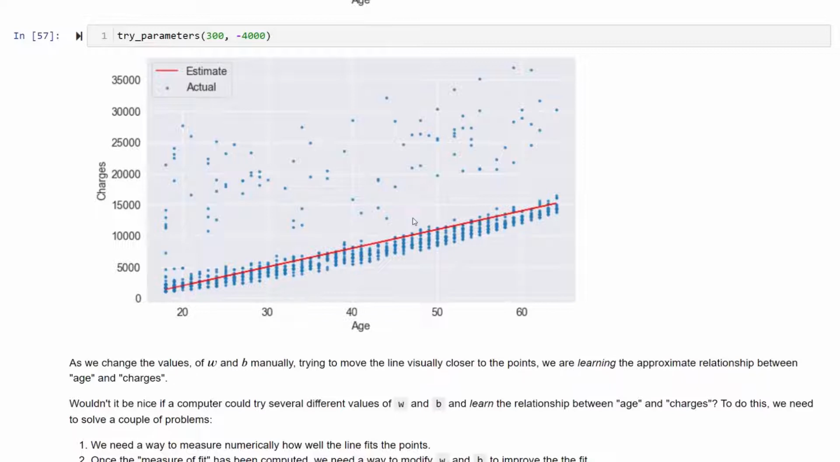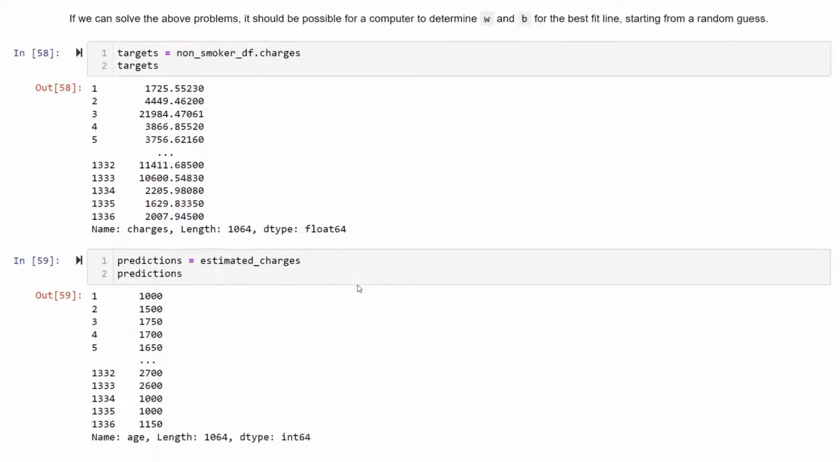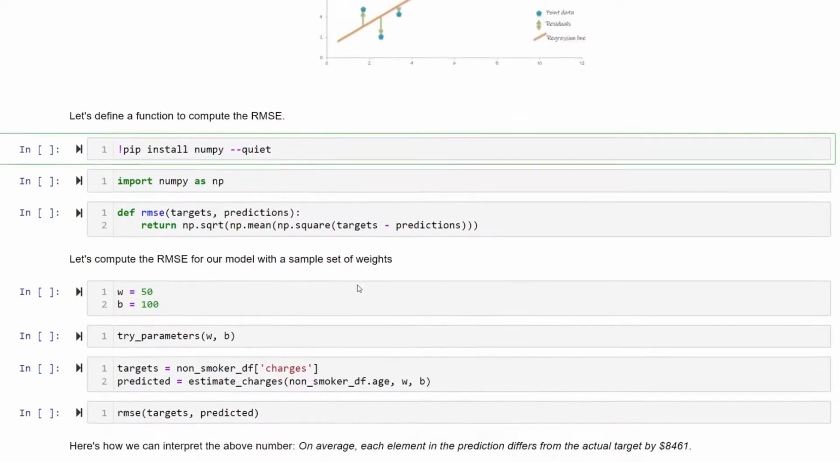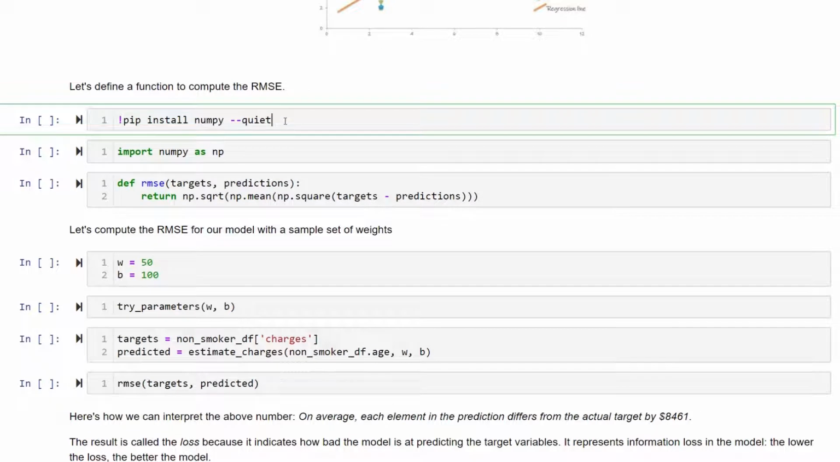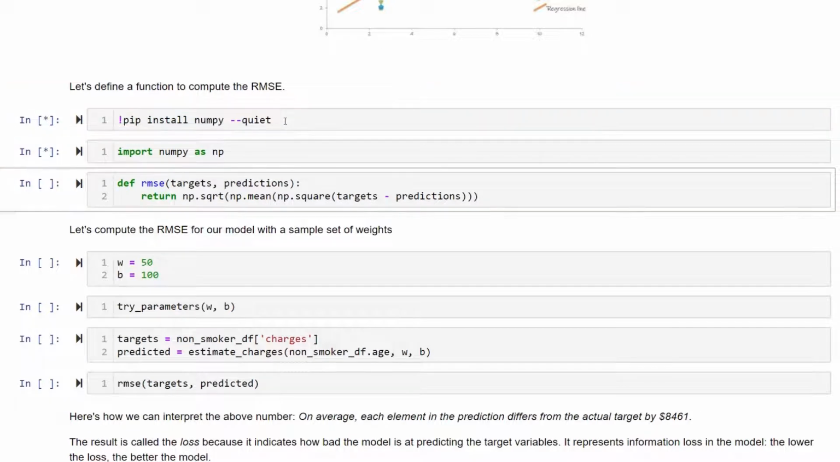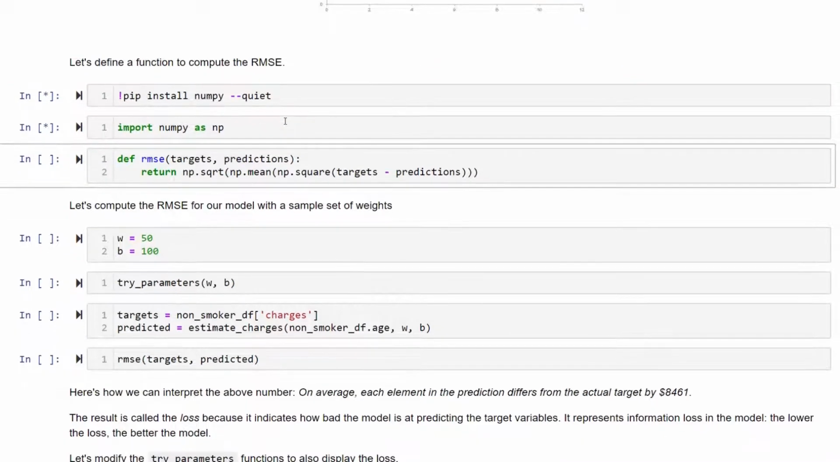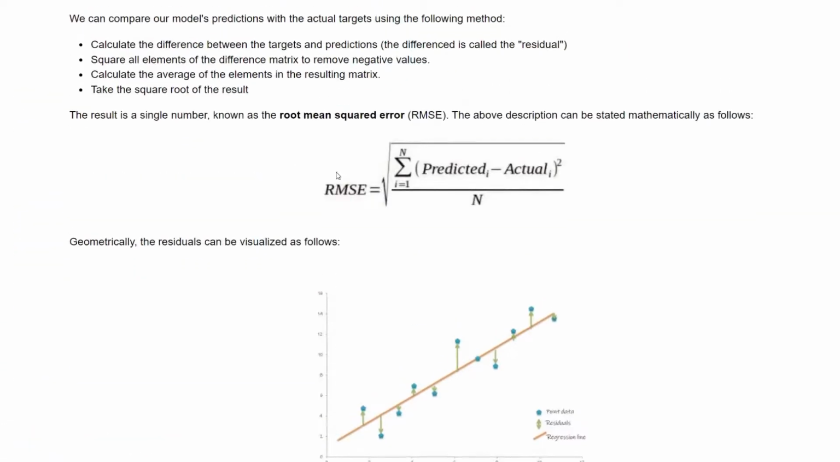We can estimate the data with a slope of 300 and minus 4000 as an intercept. So for this data, how can we calculate the root mean square error and how can we reduce that? Okay, we're going to install NumPy. After installing and importing NumPy, I'm defining the function of root mean square, which is going to take inputs as targets and predictions, and applying the same formula that I have done.